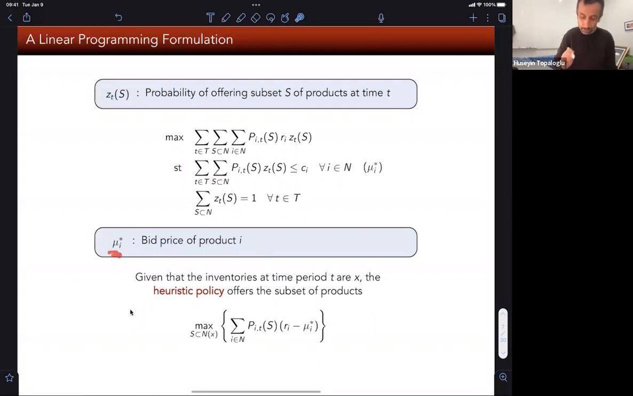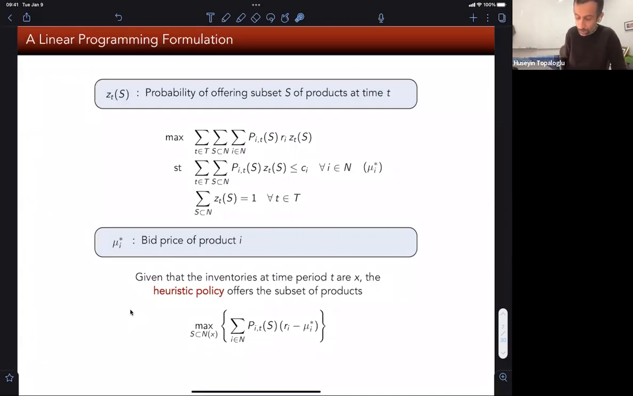So now, by using these mu I's to characterize the value of 1 unit of product I, here's how we construct a policy that's coming out of this linear program. Let's say we're sitting at time period T, and the remaining capacities on our products is given by this vector X. So according to my heuristic policy, I make my decisions as follows. If I sell 1 unit of product I, this is the revenue that I'm going to make. But if I sell 1 unit of product I, I'm going to lose 1 unit of product I, and there's a value associated with it. And that value is mu I, the bid price of product I. So this difference is the net revenue contribution from product I: revenue minus the value of the unit that I just lost.